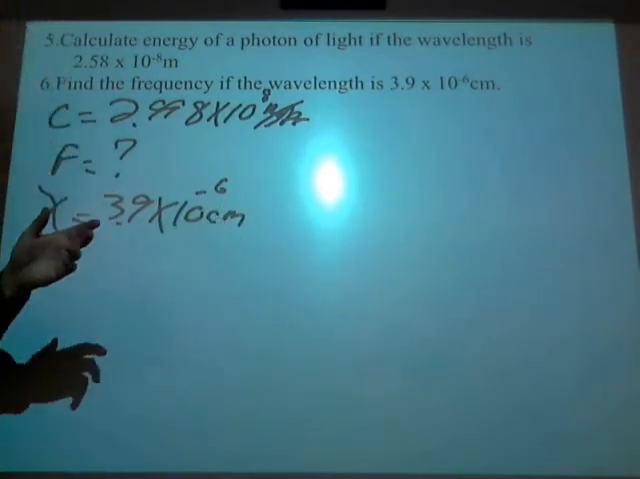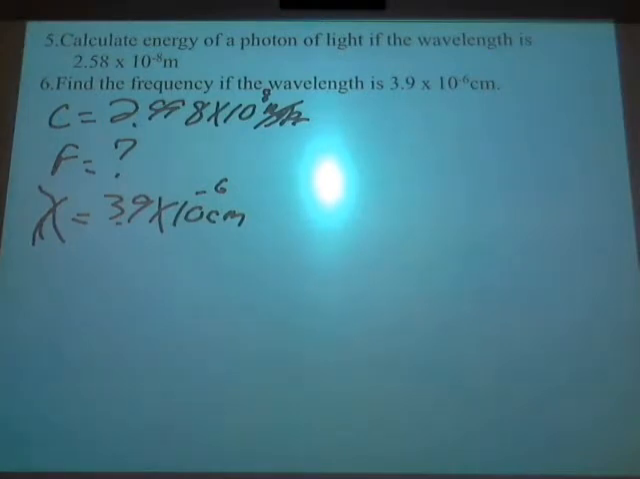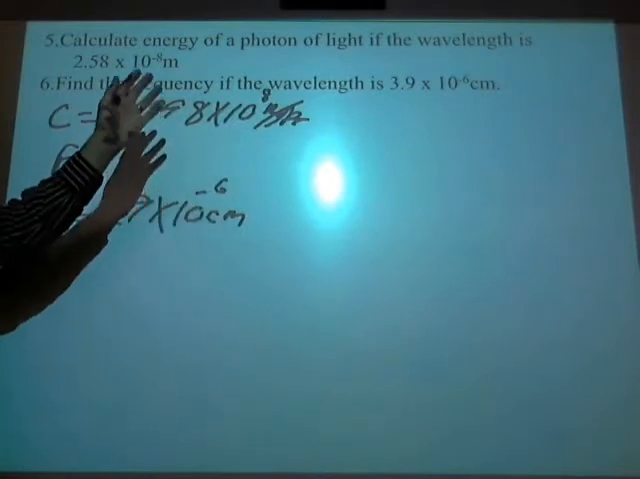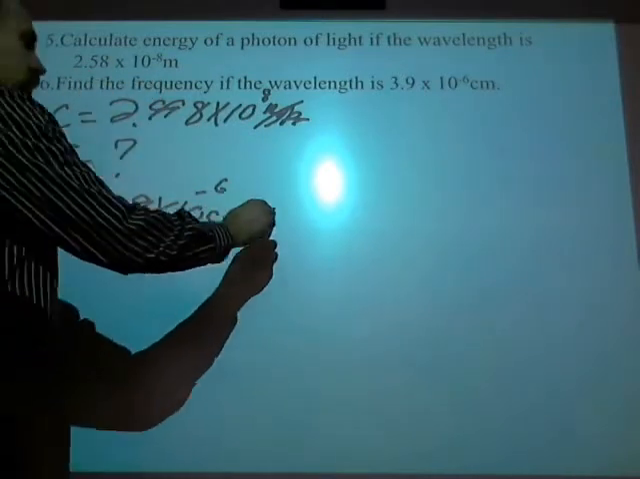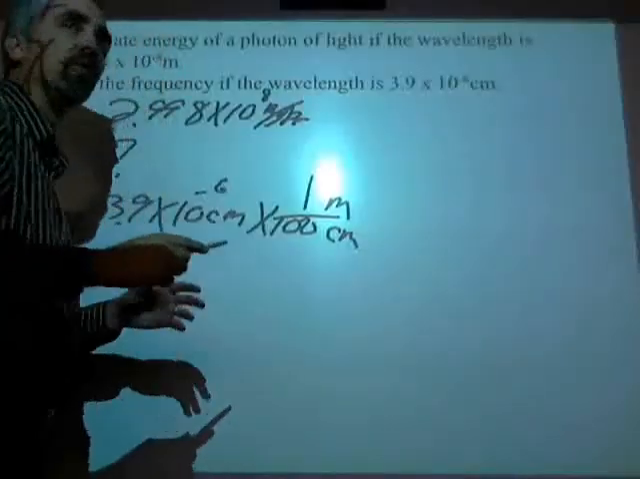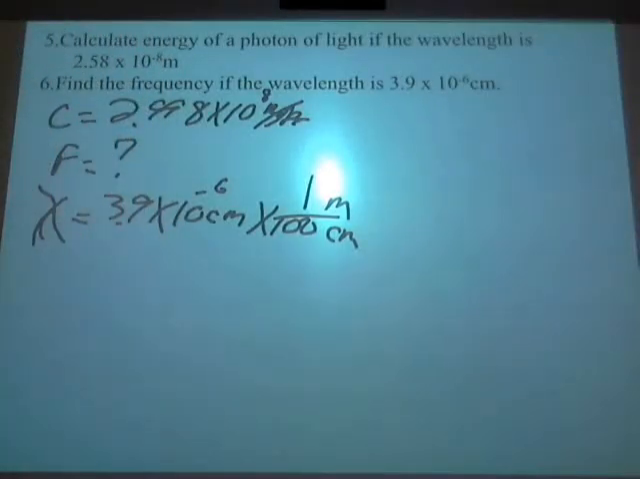Now, be careful of this guy. This will happen on a test, too, almost guaranteed. You'll miss the centimeters here and meters there. I can't have that. You've got to convert one to the other. Let's convert the centimeters to meters. Centimeters go on the bottom, meters on top. 1 meter contains 100 centimeters, like we did 2 chapters ago.